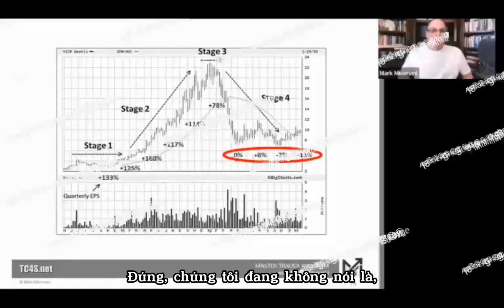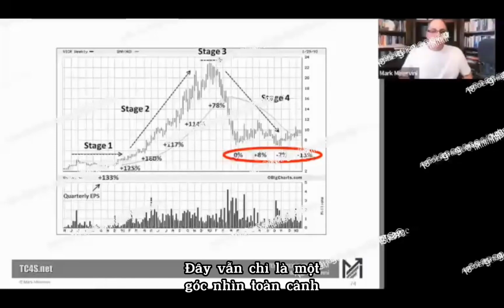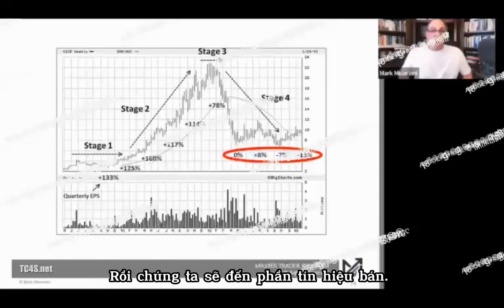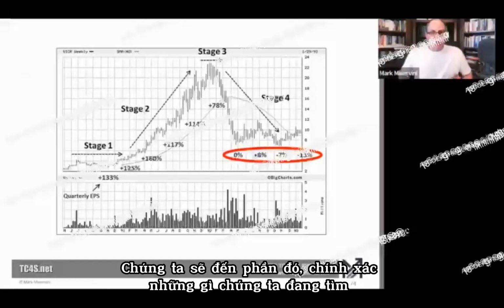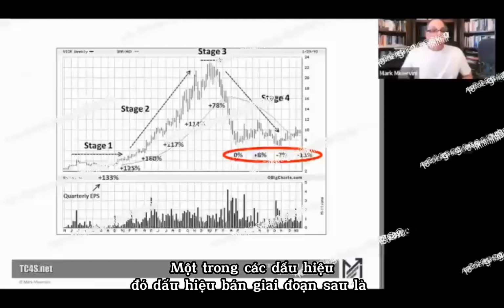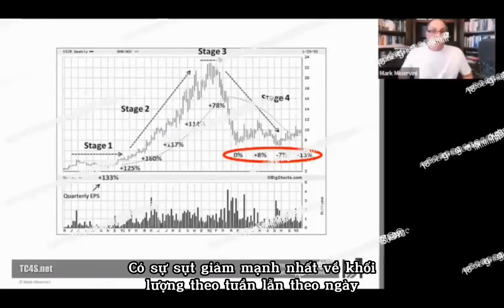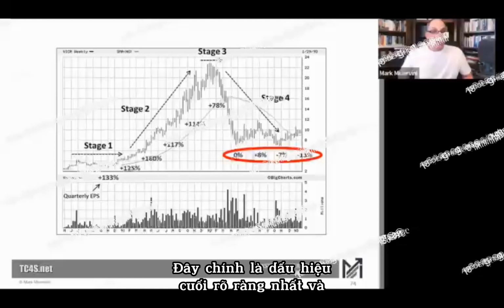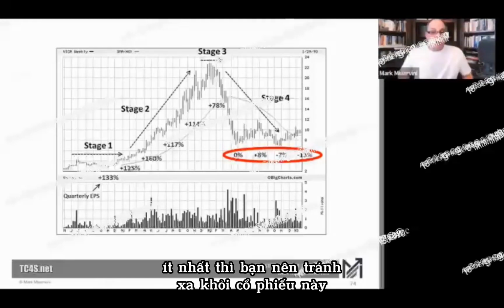Right. And right now, we're still in the perspective stage of an aerial view. We're not saying these are particular sell signals, although we're going to get to sell signals. We're going to get to specific sell signals, exactly what you need to look for. And one of them, which is a late sell signal, is the largest decline on the largest volume, weekly and daily. So these would be sell signals, but you should be long gone. This would be literally the last sell signal, or at least a reason to stay away from the stock.